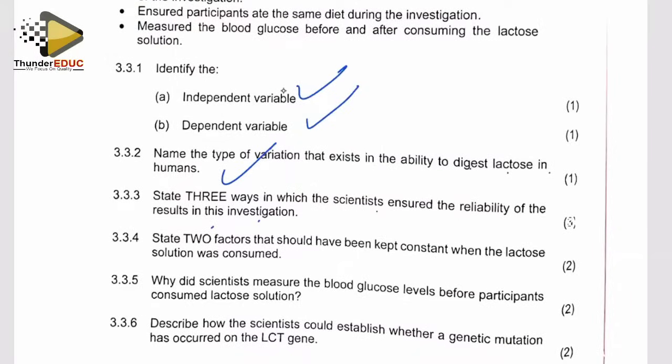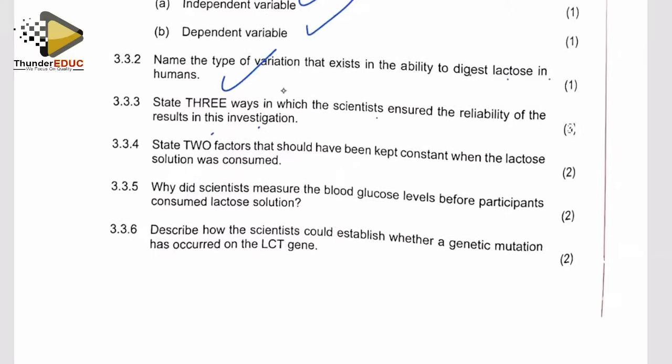State the factor that should be kept constant when the lactose solution was consumed. The amount of lactose which you consume must be kept constant. The concentration of lactose must also be kept constant. Why did scientists measure the blood glucose level before and after? Basically, they want to compare the results by developing what is called a baseline. Before it was like this, after it was like this, so what caused that change? They want to find out the effect.